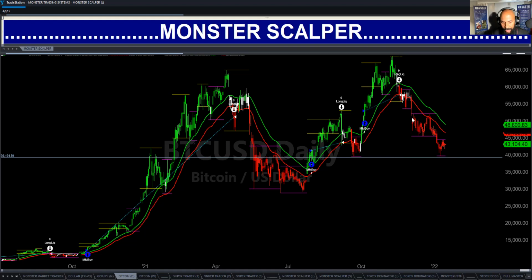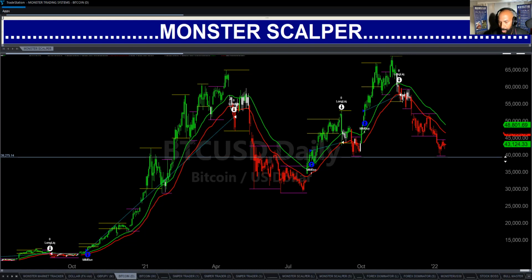So the sellers are definitely in control, guys. They're still selling in Bitcoin. Again, here is support, right at 40,000. Based on the price action here, we could see a move lower, break support, and perhaps get down to the 30,000 range. Right now Bitcoin is just holding right here, but sellers are still in control.